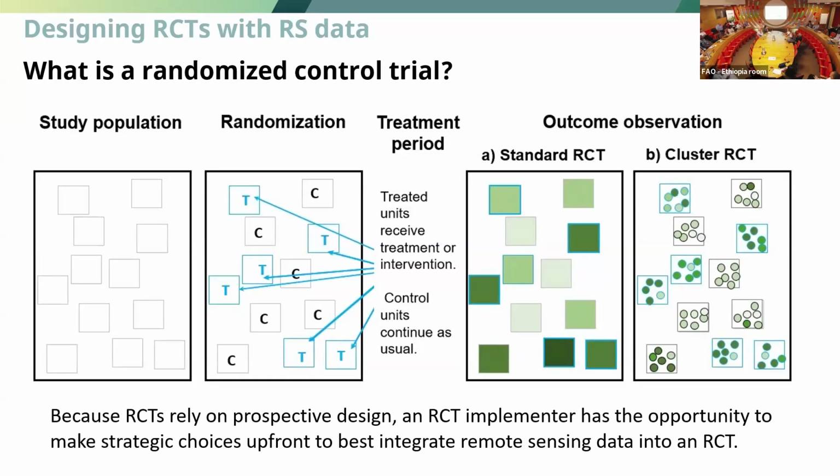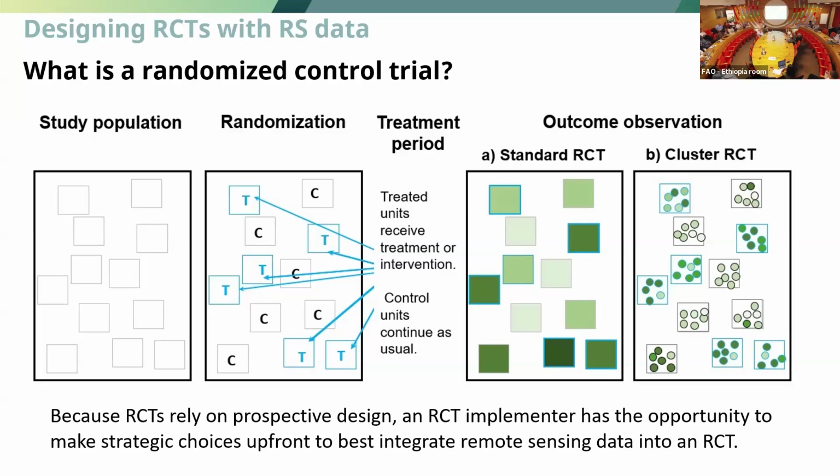We did add an introduction to what a randomized control trial is, based on feedback from the last session. I think Anthony's diagram is a little prettier than ours, but for those who aren't familiar already with randomized control trials, you have a study population, and then it's randomized into control and treatment units. Then there's an intervention period where the treatment is applied, and then we observe the outcome.